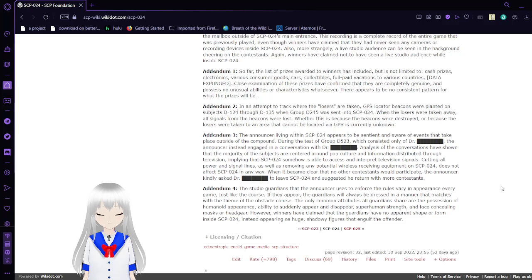information distributed through television, implying that SCP-24 is somehow able to access and interpret television signals. Cutting all power and signal lines, as well as removing any potential wireless receiving equipment, on SCP-24 does not affect SCP-24 in any way. When it became clear that no other contestants would participate, the announcer kindly asked Doctor Unknown to leave SCP-24 and suggested he return with more contestants.